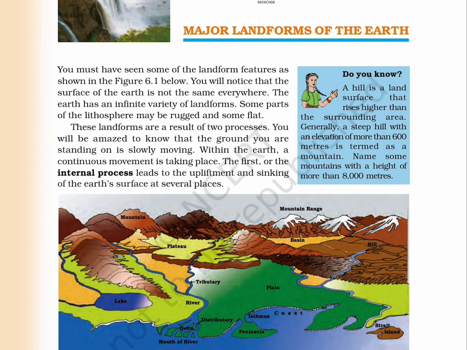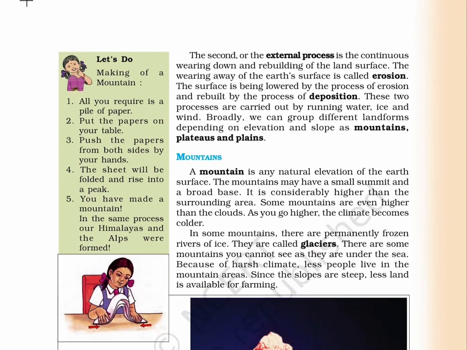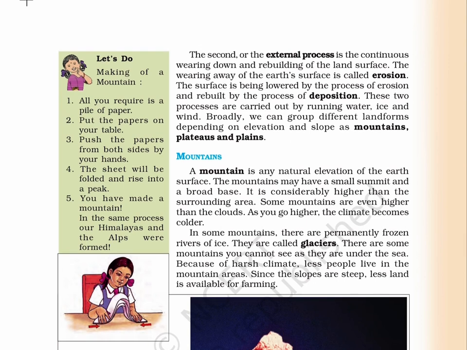Page number 40. The second, or the external processes, is the continuous wearing down and rebuilding of the land surface. The wearing away of the Earth's surface is called erosion. The surface is being lowered by the process of erosion and rebuilt by the process of deposition. These two processes are carried out by running water, ice, and wind. Broadly, we can group different landforms depending on elevation and slope as mountains, plateaus, and plains.